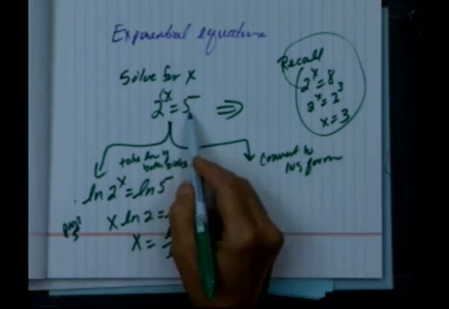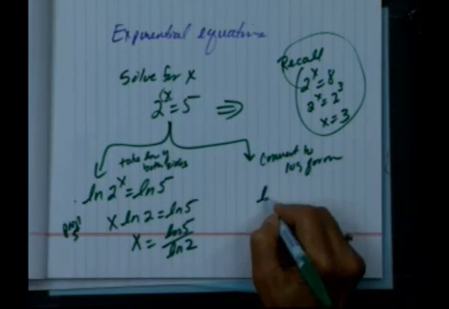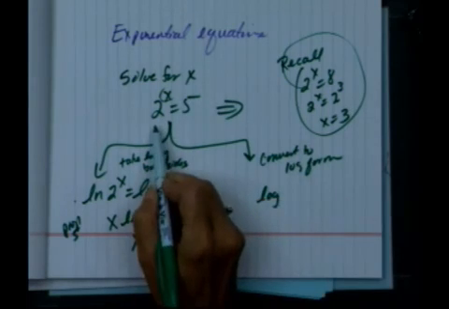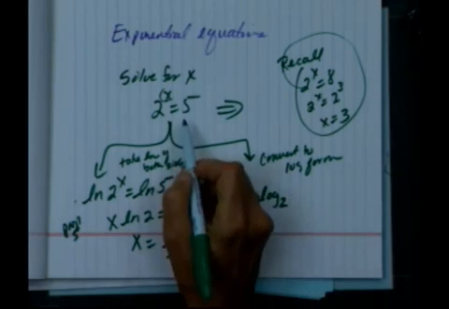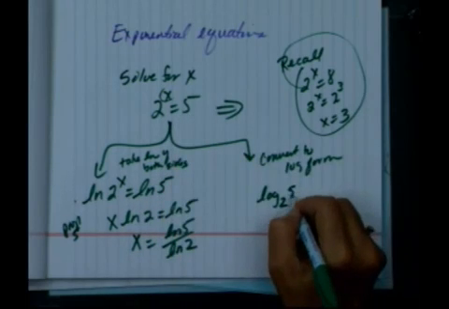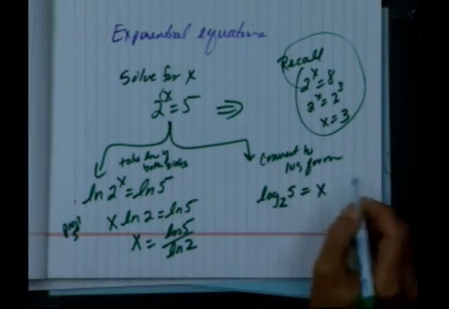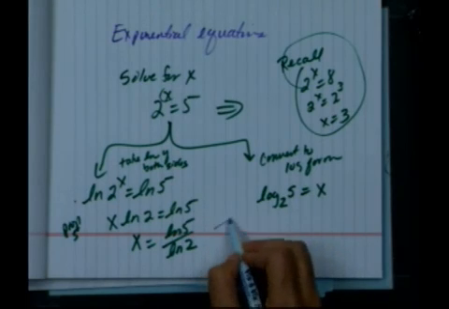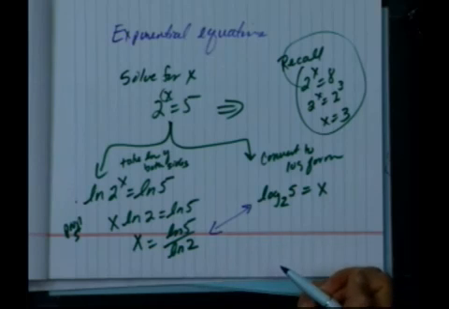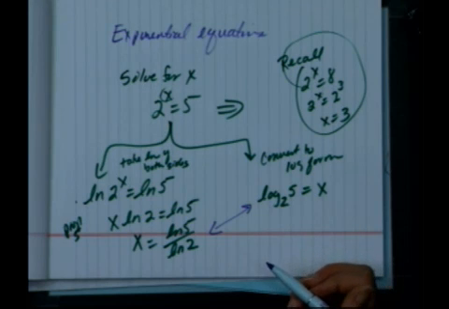If I were going to convert this to log form, it's going to be log to what base? Log base 2 of 5 equals x. So now my question is, these two answers look very different. Somebody help. You use the property where you do the 5 over 2. You are so good. What's that property called?